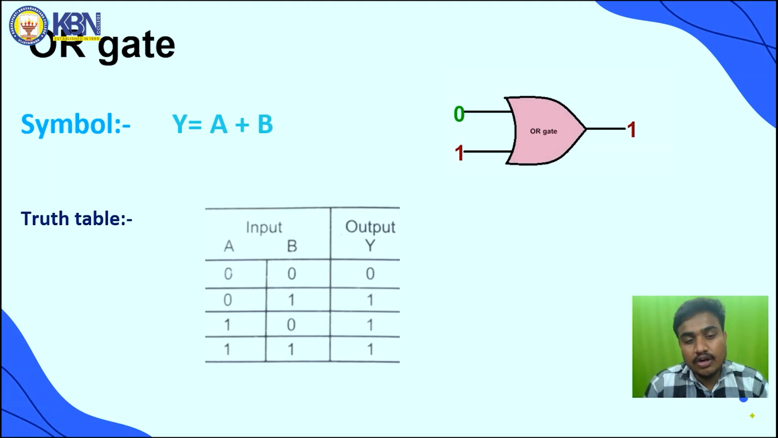Only when both the inputs are low is the output low. But if any one of the inputs is high, the output is high.